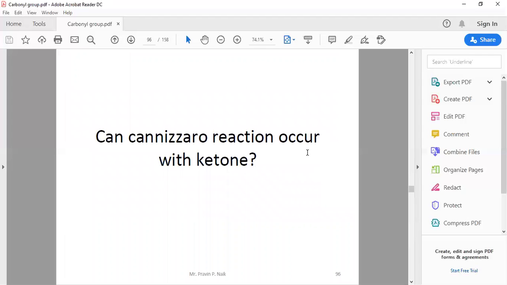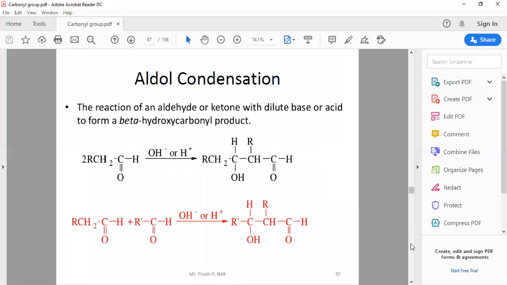Can Cannizzaro reaction occur with ketone? The answer is no, because it contains alpha proton. So now next reaction is aldol condensation. Aldol condensation is the reaction of an aldehyde or ketone with dilute base or acid to form beta hydroxy carbonyl product. So you can see you have the aldehyde reacting with either acid or base.